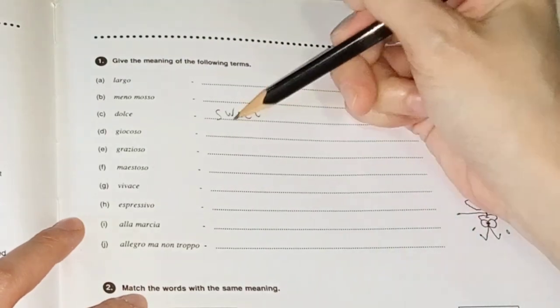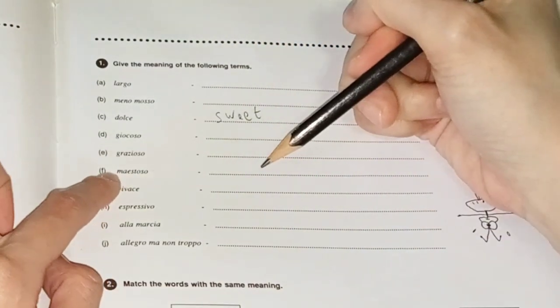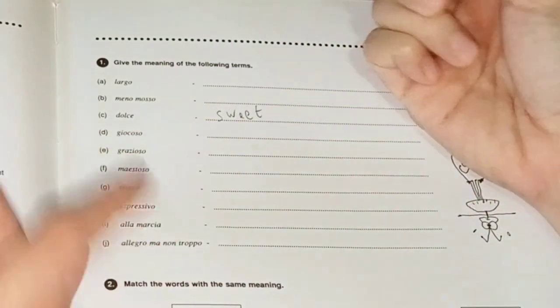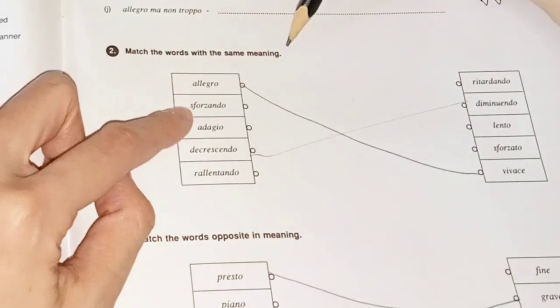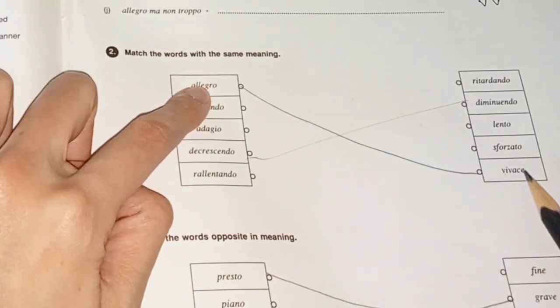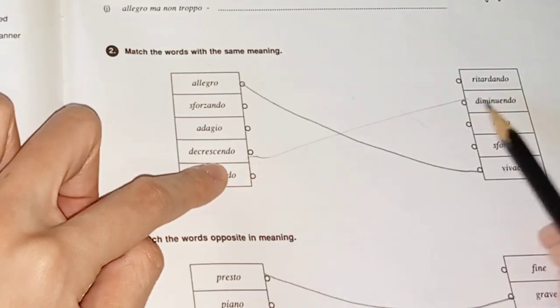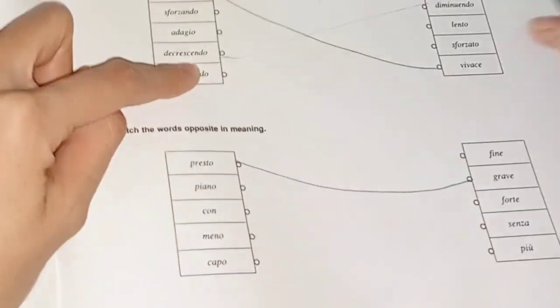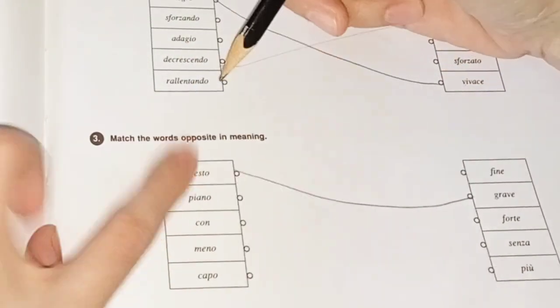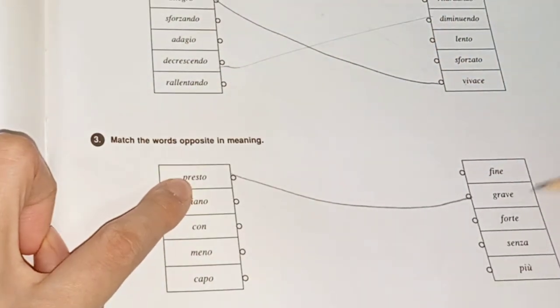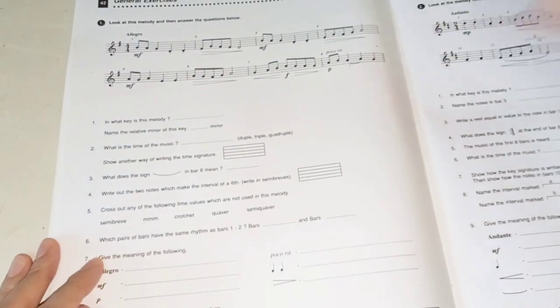Dolce means sweet, just fill in the blank. Maestoso means stately, also just fill in the blank. And match the words with the same meaning. So allegro is lively. Vivace is also lively. Just match. Decrescendo, getting softer. This one also. So just match. And opposite meaning, so presto very fast, this is very slow, and then just match. And we will skip this and go to the next page.